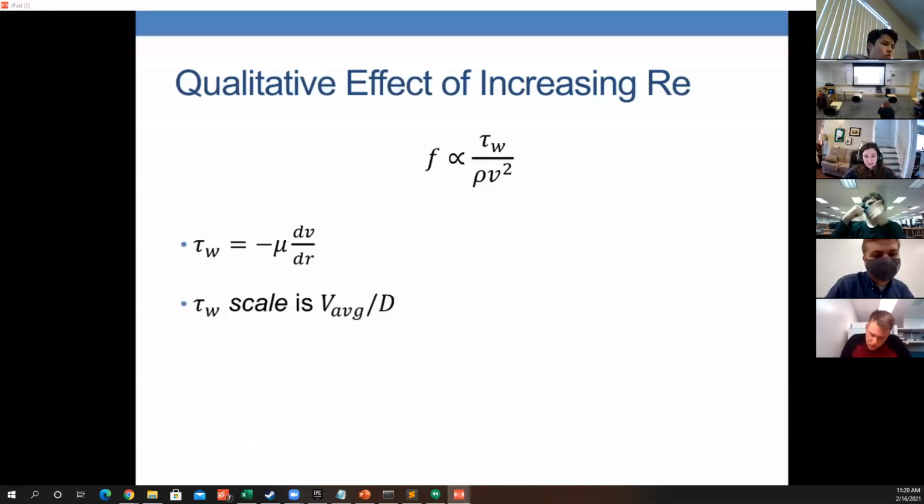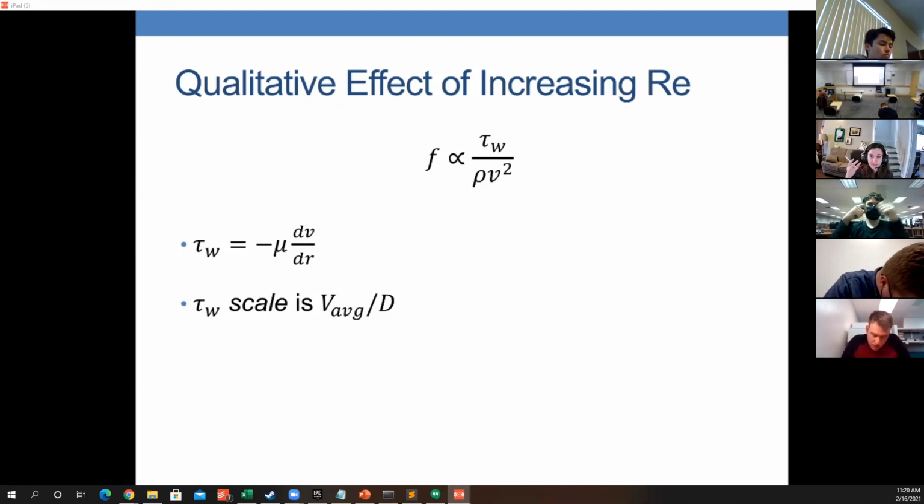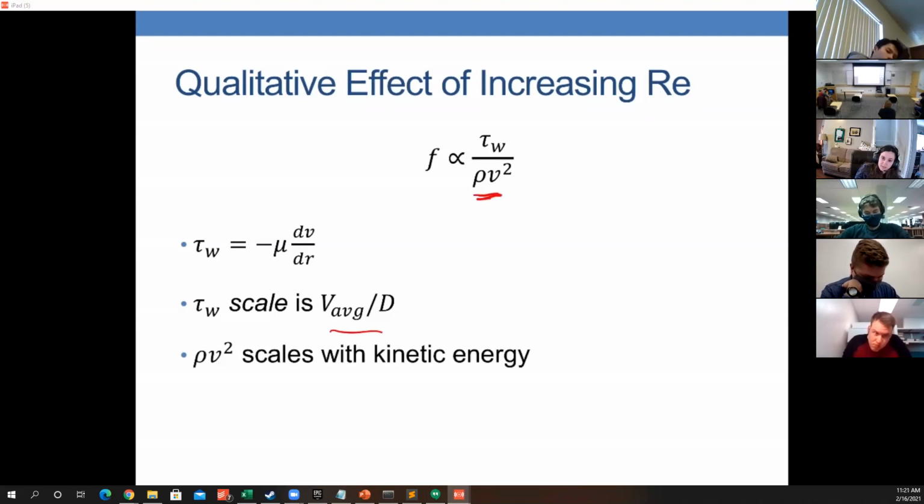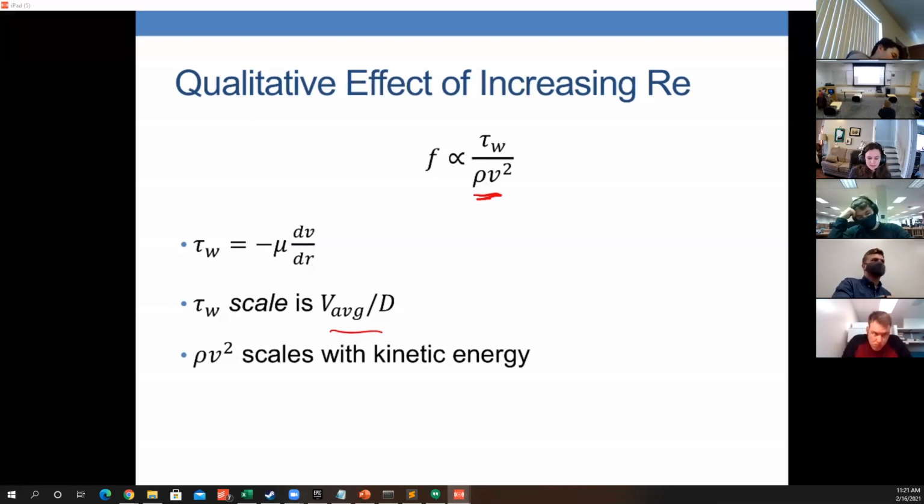All right. When we non-dimensionalized the shear stress, what we were doing is using some kind of scale on it, okay? And the scale for shear stress is sort of V over D. So you take your velocity, put it over the diameter, and you have a scale there. And then, as V average over D gets bigger, shear stress will get bigger. And then rho V squared, which is what we non-dimensionalized it with, which is kind of a pressure scale, scales with kinetic energy or with pressure.